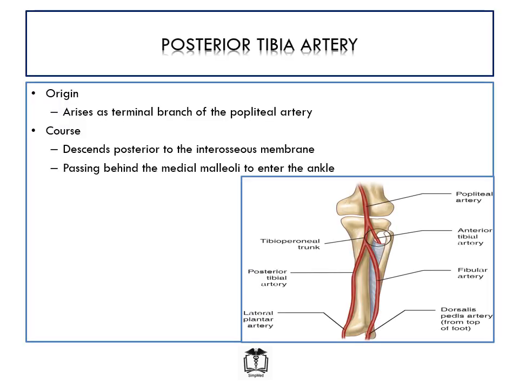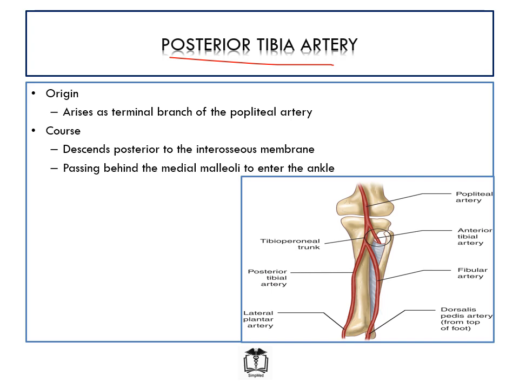The posterior tibial artery is the second artery gotten from the popliteal artery. It is an artery that will descend posterior to the interosseous membrane, hence the name posterior tibial, and it runs down the back of the leg, the calf of the leg, towards the ankle joint. So it passes behind the medial malleolus to enter into the ankle joint.